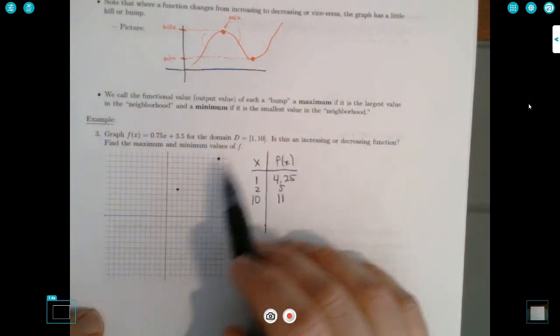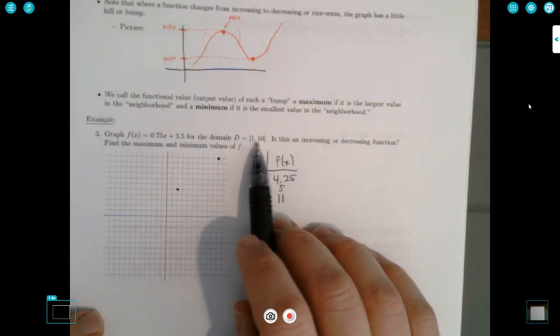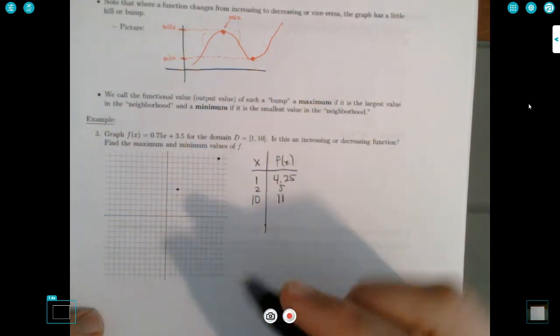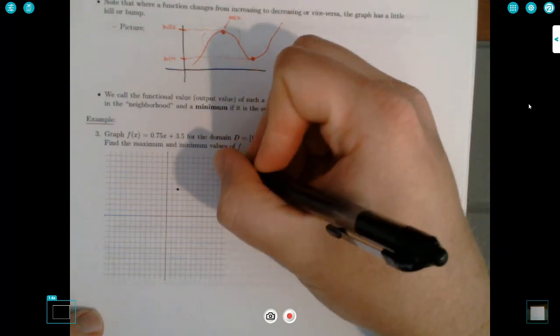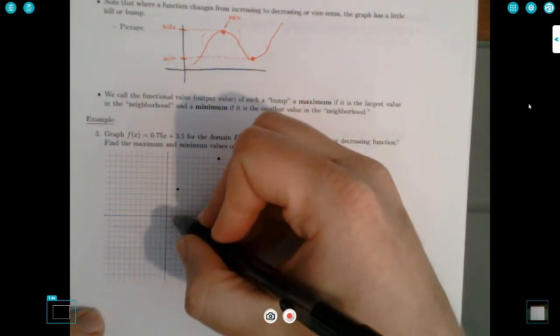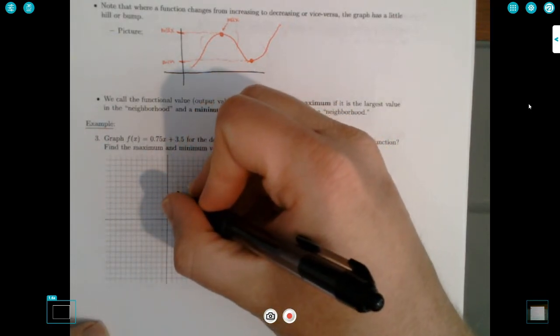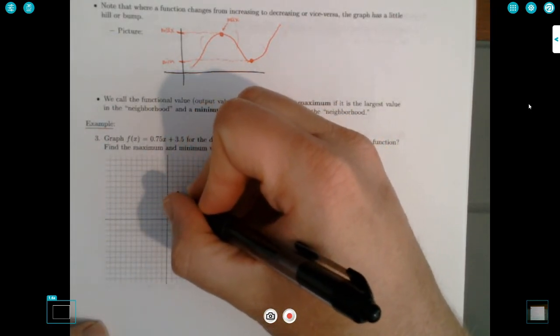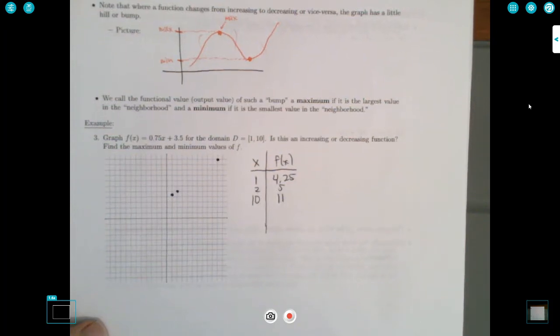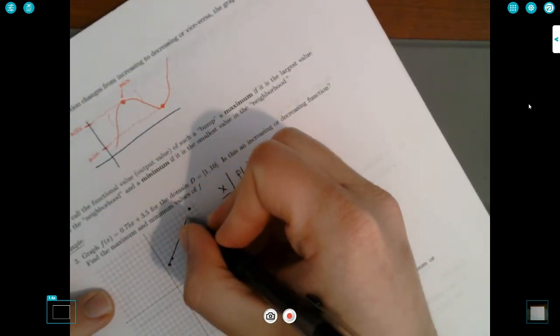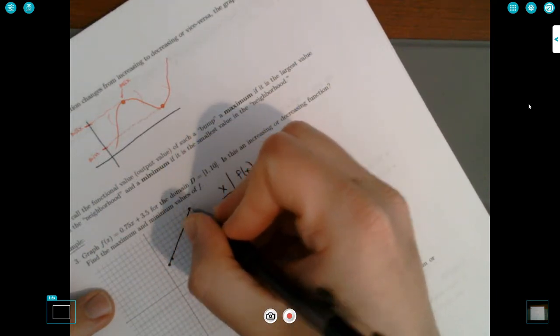And of course, this thing is going to extend between 1 and 10. So I'm not going to use arrows. These are the endpoints. That's the endpoint. And then 1, 4.25, which would be maybe somewhere around here, is going to be the other endpoint. So it's not going to be an arrow. I should probably get a ruler so that I could draw a perfectly straight line, but anyway, there's the graph of the function.